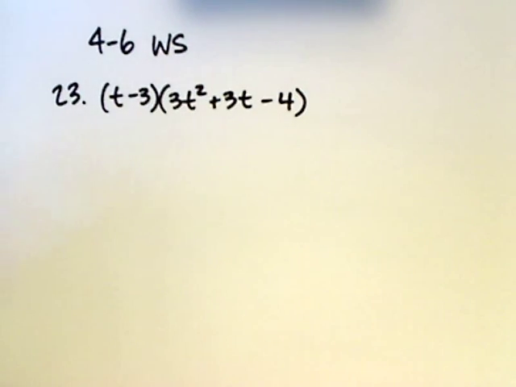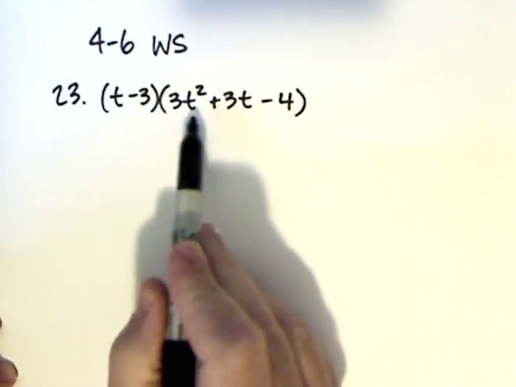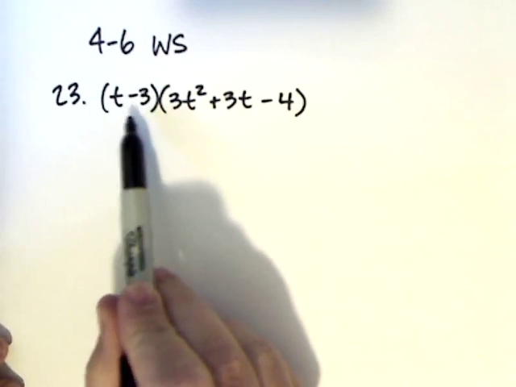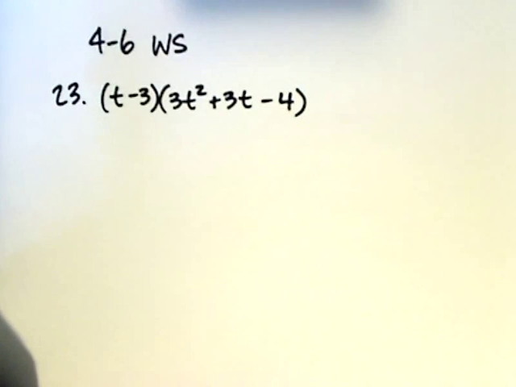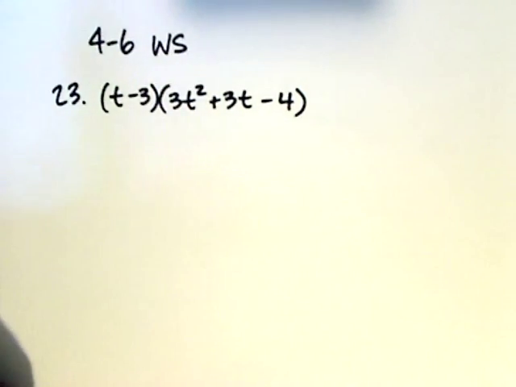Now we're going to look at number 23 off of the 4-6 worksheet. This is another problem where we're taking a binomial times a trinomial, similar to when we looked at number 9 a couple videos ago. The difference here is this one is not arranged vertically like number 9 was, but it's arranged kind of horizontally. Now you got a couple options.